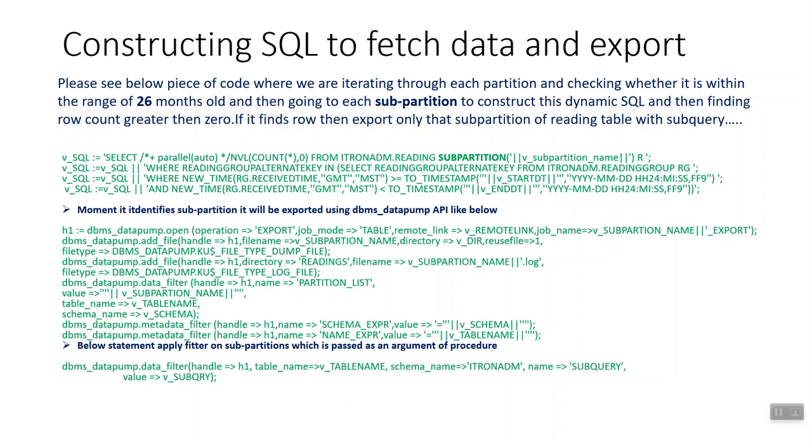And once that is done, then you can apply your subquery. And subquery is nothing but, when you are selecting data from that subpartition, just apply what we are writing here. I mean to say the reading group alternate key. On that subpartition, you are selecting those reading group alternate keys which fall within reading group.